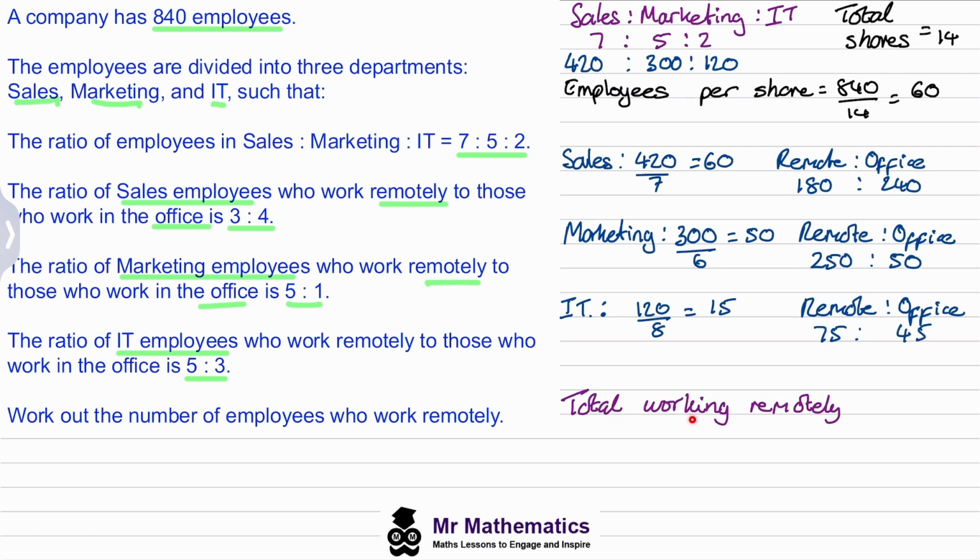So the total number working remotely will be the 180 plus the 250 plus the 75. And this will give us a total of 505 employees who work remotely.